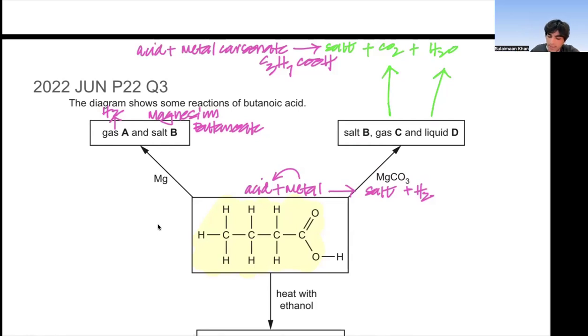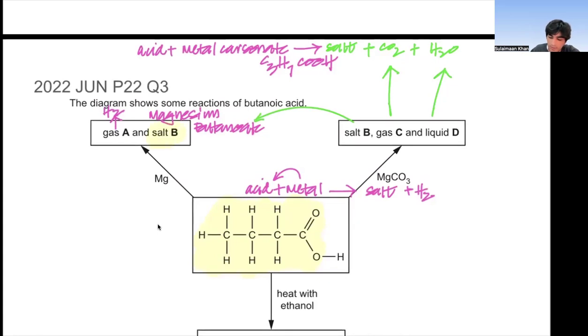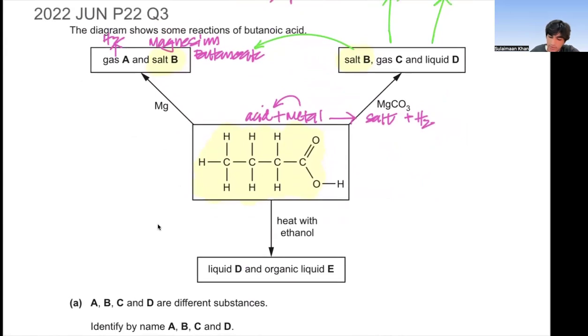And salt B is again the same, magnesium butanoate. इसलिए देखिए दोनों में सॉल्ट B एक ही चीज़ बन रही है. अच्छा, it says, and if you heat it with ethanol, you also need another condition जो इसने नहीं लिखा, which is concentrated sulfuric acid, conc H2SO4, right?